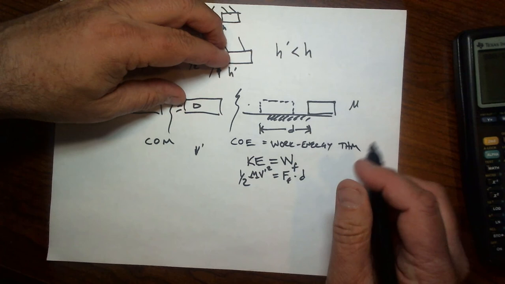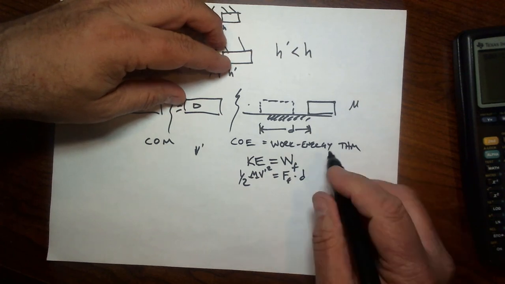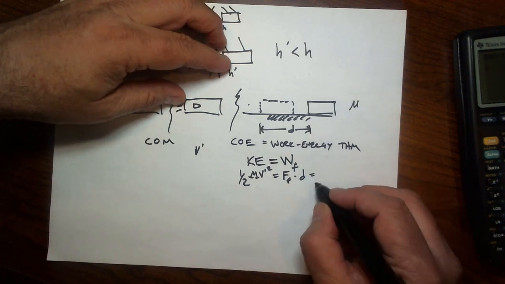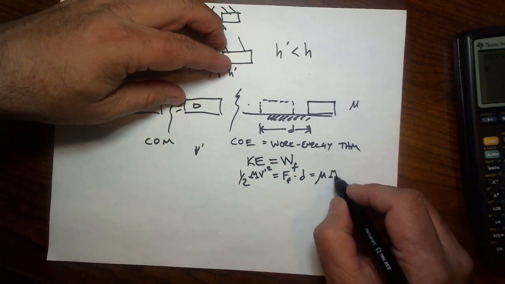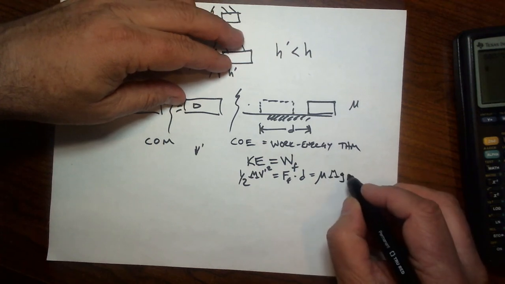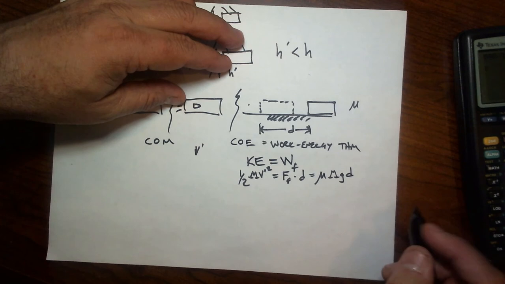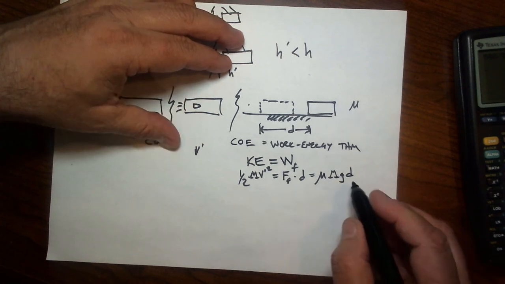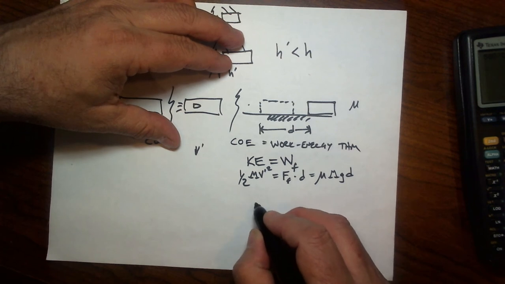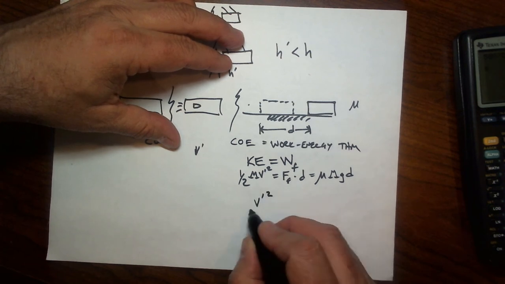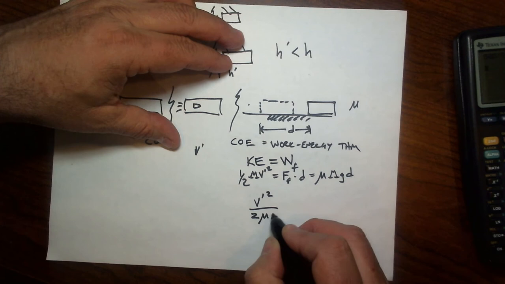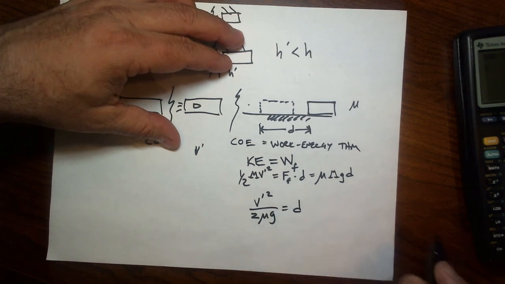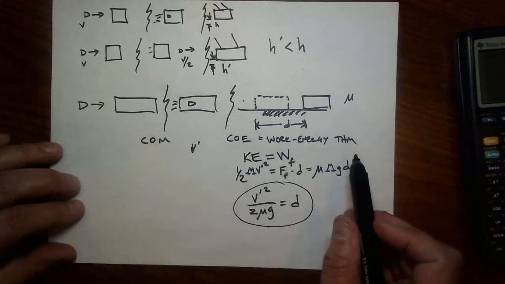the distance. Now, strangely enough, the force of friction is equal to mu times the normal. So this is going to be mu times m times g times d. And notice that the capital M's cancel, so that would mean that v prime squared over 2 mu g is going to be how far it slides. So that's something that you could do using the concept of the ballistic pendulum.